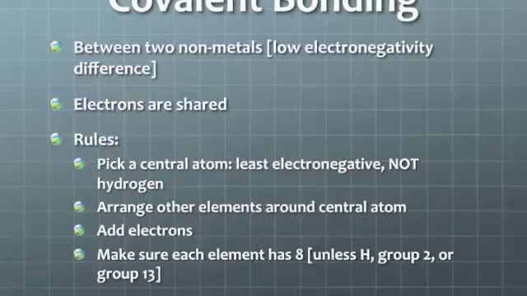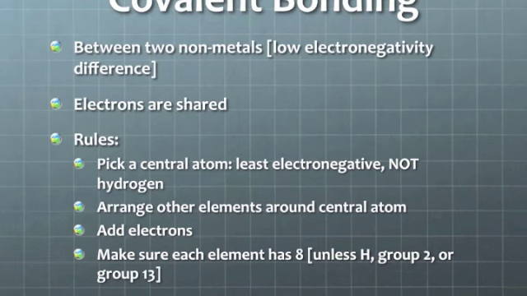So ionic bonding was between a metal and a non-metal. Covalent bonding is going to be between two non-metals. They have a much lower electronegativity difference. There's less difference in how much they're pulling on their electrons, so electrons end up being shared. When we're writing our covalent Lewis dot structures, we're going to have to follow a few rules. So you want to go ahead and write these down so you've got them when we're doing our examples.